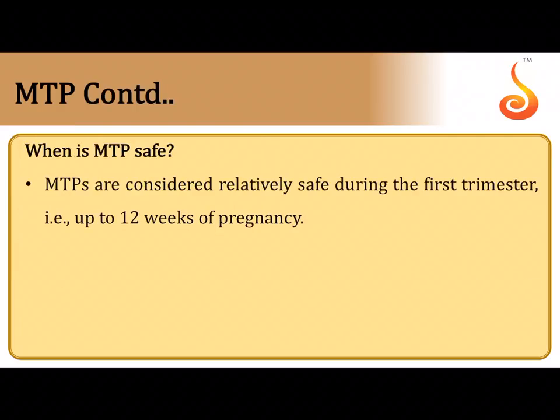When is MTP safe, or during which time of pregnancy is medical termination of pregnancy safe? It is safe during the first 3 months of pregnancy, that is 12 weeks, or the first trimester of pregnancy. It is done up to the 5th month sometimes, but generally you should remember the safest period is the first trimester, the first 3 months of pregnancy. This is also a 1 mark question. When is it considered safe for a woman to undergo medical termination of pregnancy?